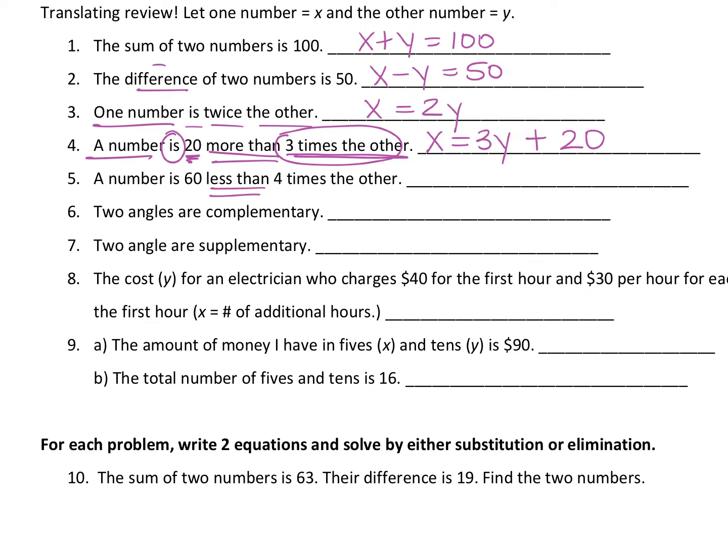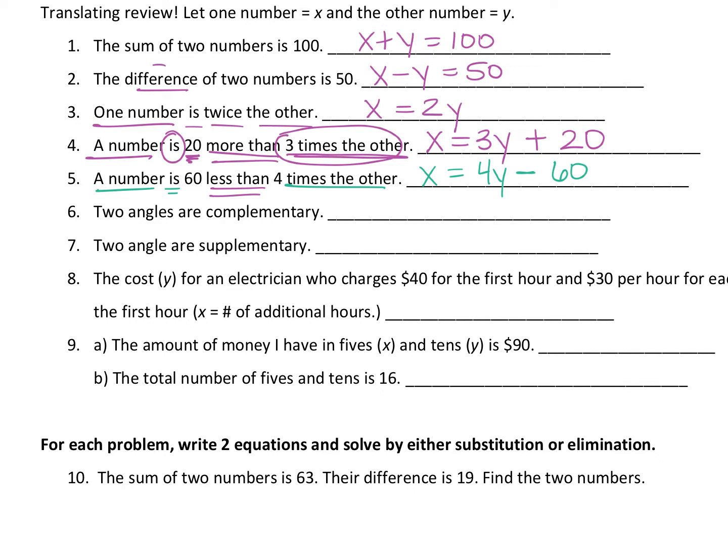So how do you write number 5? A number, x equals, that's your "is." Right, 4y minus, less than, 60.